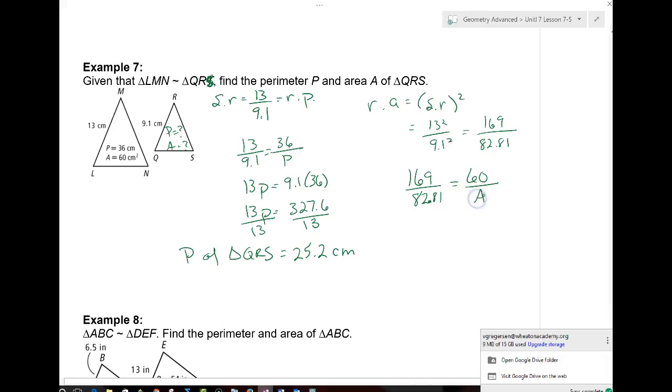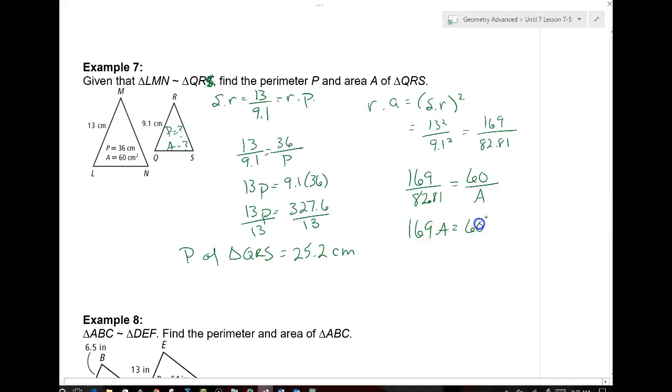Over the area of the smaller one. Let's see if I can go to drive there. All right. Cross multiply, 169 times A equals 60 times 82.81. Keep solving, guys. This is where the math is so much fun. Or actually, your calculator is so much more fun than that. Notice it works out really nice, even though it looks ugly.